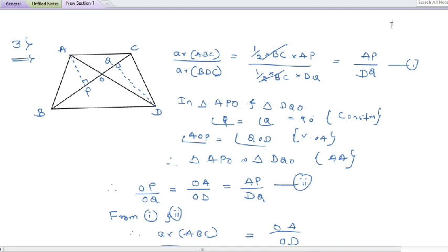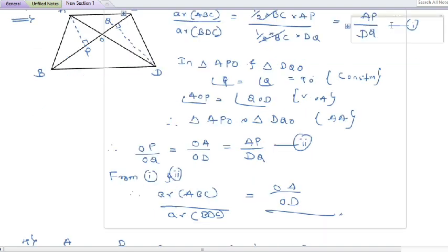By comparing equations 1 and 2, we can write area of ABC divided by area of BDC is equal to OA by OD. Hence, it is proved. Now, problem number 4.